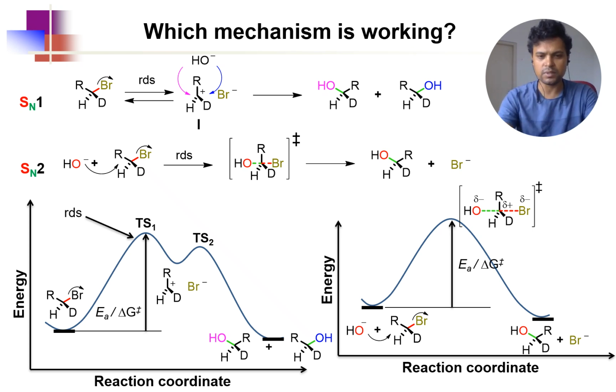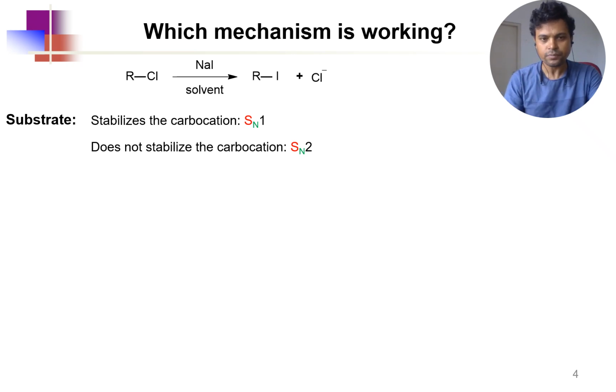Now if you have a situation where you must judge which mechanism is operating, you can judge it by seeing the substrate. If the substrate stabilizes the carbocation, then we can say it's an SN1 reaction. If it does not, then it should follow SN2. Take an example: tertiary butyl halide and methyl halide. Methyl halide cannot stabilize the carbocation because CH3+ is unstable, so it should follow the SN2 mechanism. When you go for tertiary butyl halide, it should follow the SN1 mechanism because backside attack by the nucleophile is not possible there.